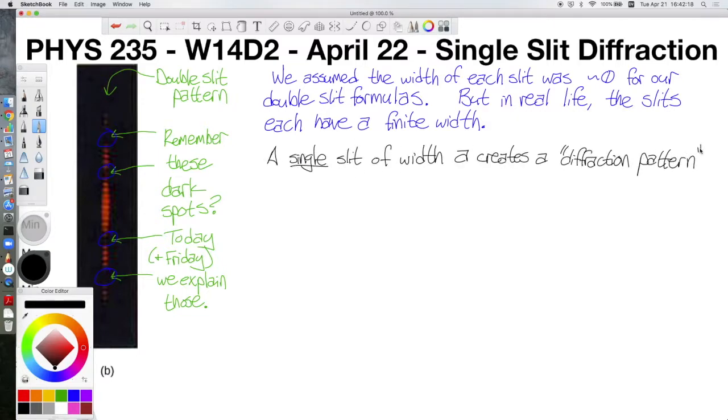So we say that a single slit of width A will create what's called a diffraction pattern. It will still be interference that's causing the bright and dark spots that we find, but we're going to call the interference pattern from a single slit by itself a diffraction pattern, and we will reserve interference pattern for the double slit results, the evenly spaced maxima, to make things a little clearer for what will come up on Friday. So let me show you what a single-slit diffraction pattern looks like.